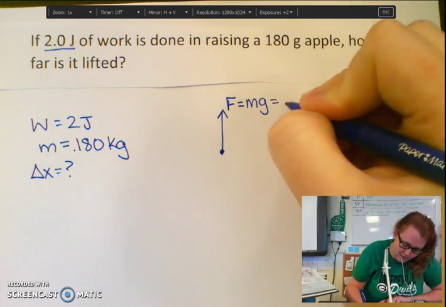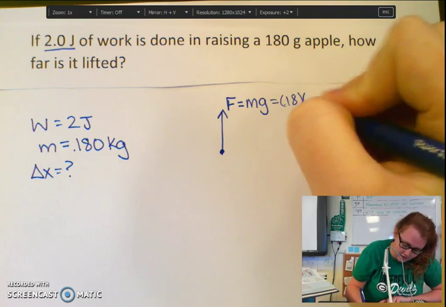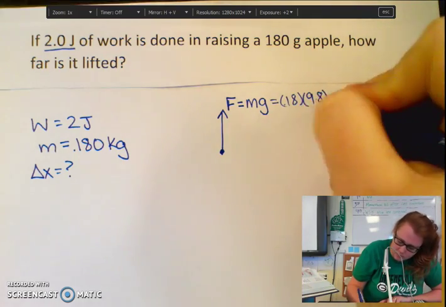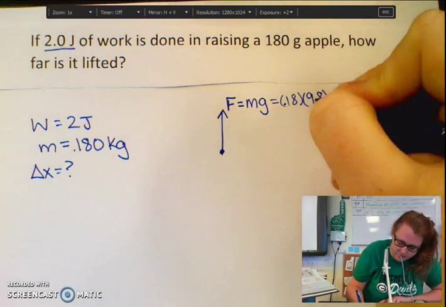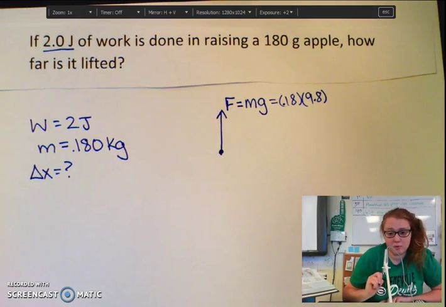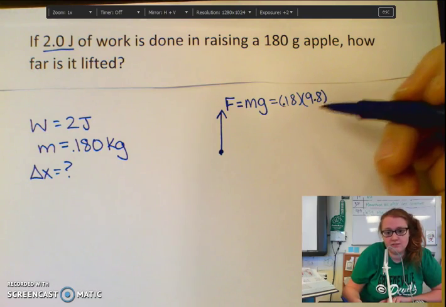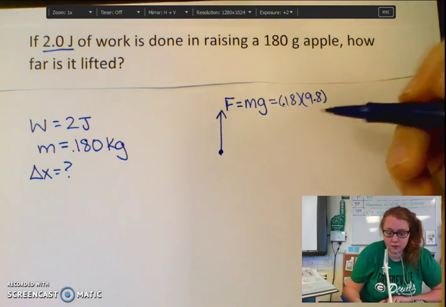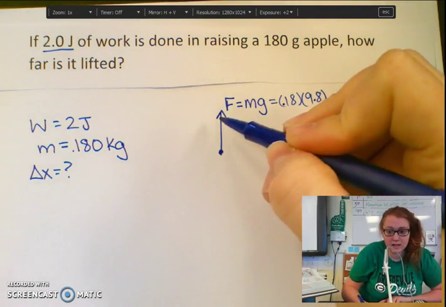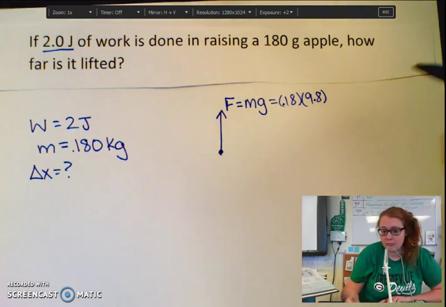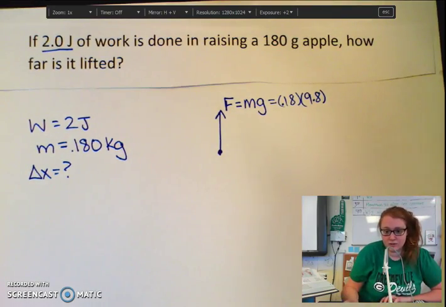So the mass is 0.18, gravity is 9.8. Now remember, it's only in kinematics when you have to use that negative 9.8. Here we use the positive 9.8 because it's just the value of g when we're talking about forces, because I've already drawn my arrow being up. So that's dealing with the direction already.